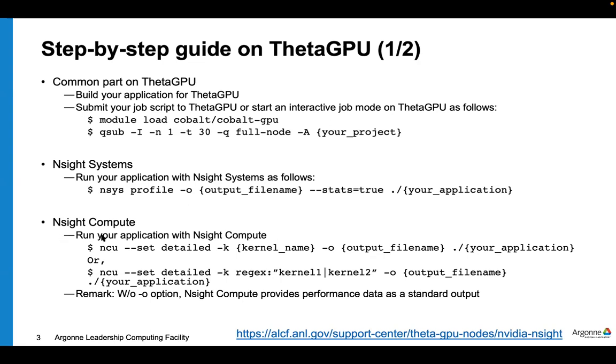For Nsight Compute, as I mentioned before, after running Nsight Systems, you may have some specific set of kernels to investigate, right? With Nsight Compute, you can start with ncu and --set detailed. This is an optional knob. This is my preference because it provides additional information. So I always use it, but if you don't want it, you can just drop it.